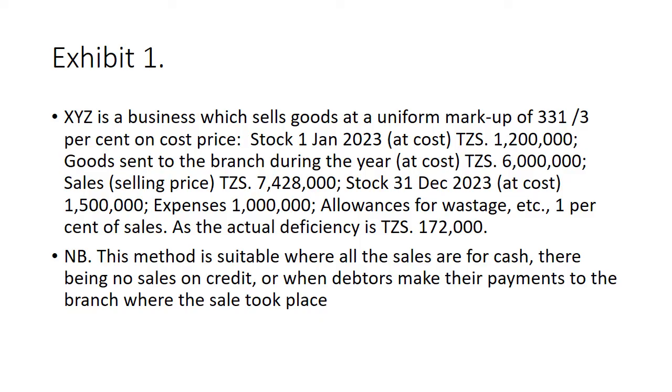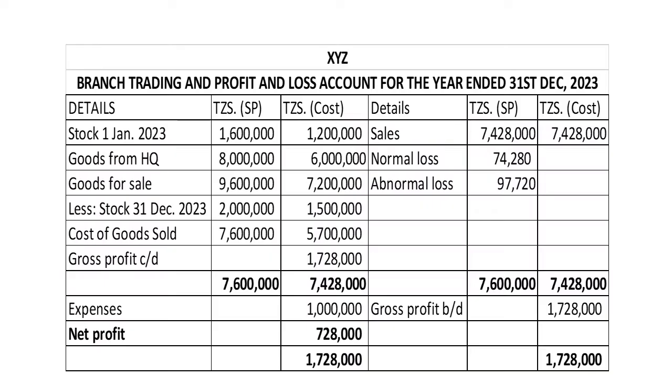There being no sales on credit, or where debtors make their payment to the branch where the sale took place, if the sales are for cash, in such a case we have a memorandum, and this memorandum has two columns. One column is for selling price, and the other column is for cost. So it's like a branch trading and profit and loss account for the year ended 31st December 2023.